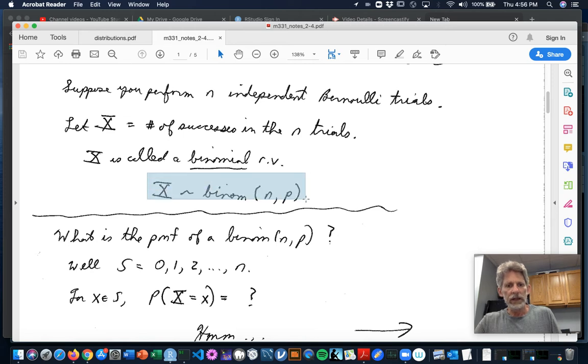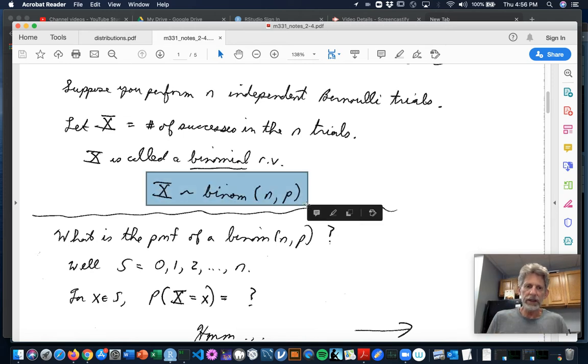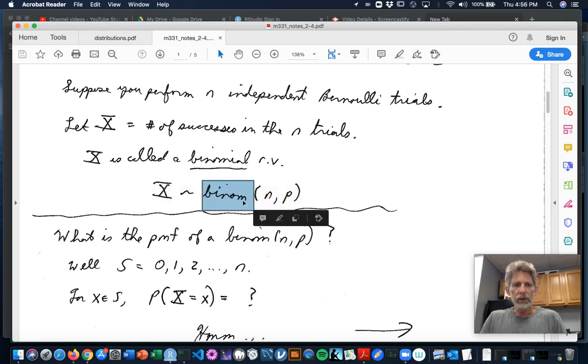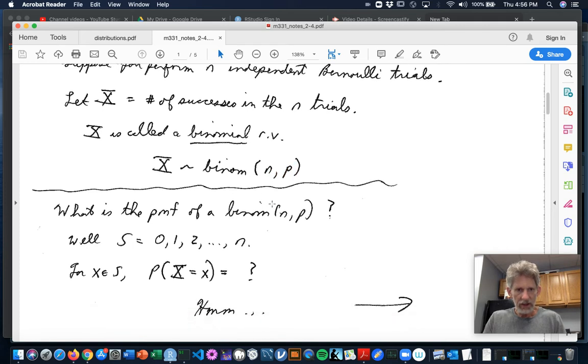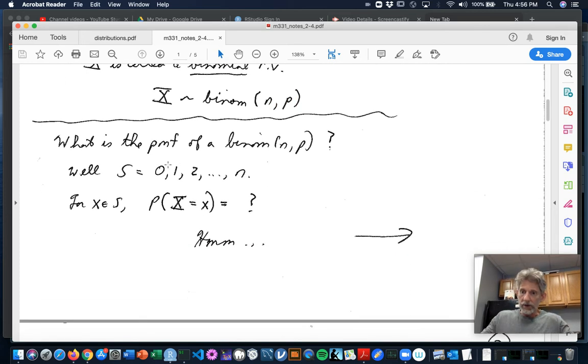The way you write it a little bit more mathematically is X twiddles, meaning X has the distribution of a binomial random variable with n trials and chance p of success. So there's these two numbers that determine the binomial random variable, the number of trials and the chance of success. So, what are the chances for a binomial random variable to be different sorts of things?